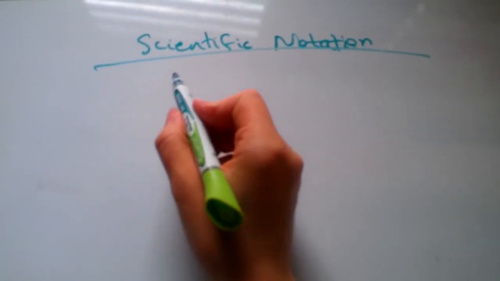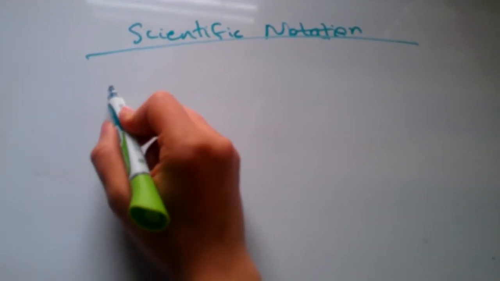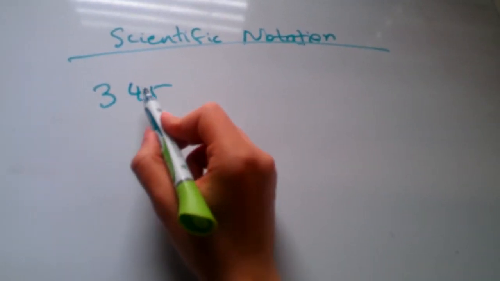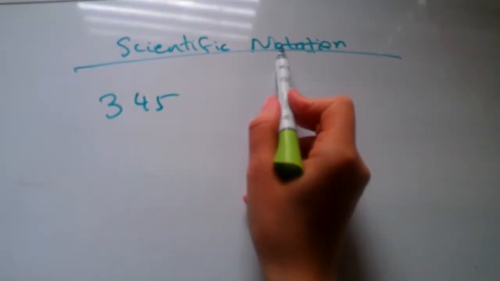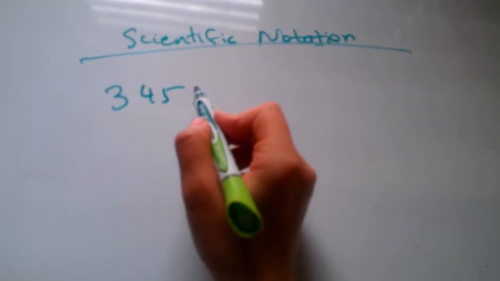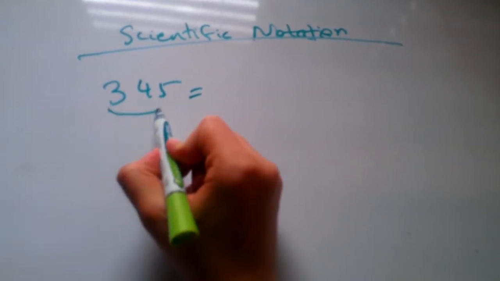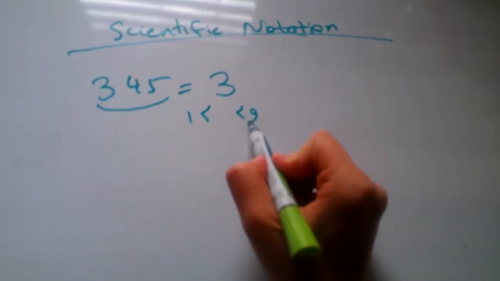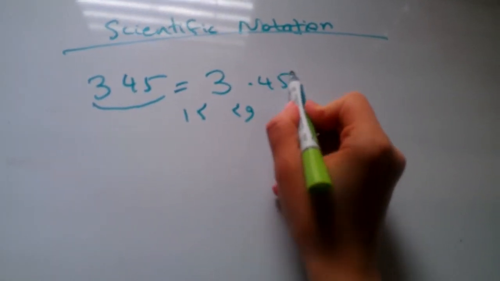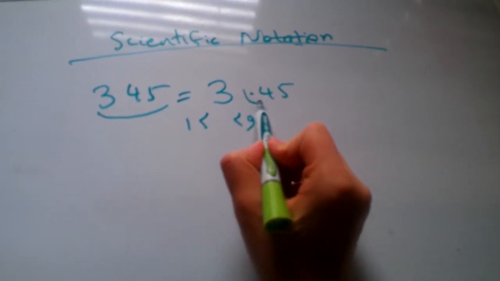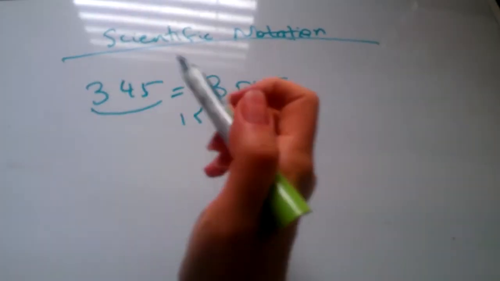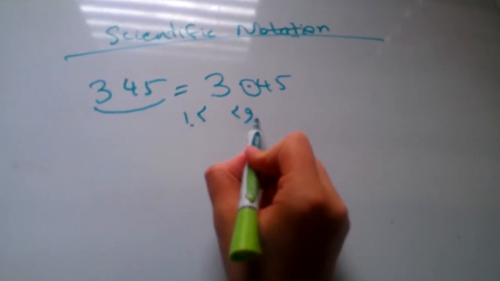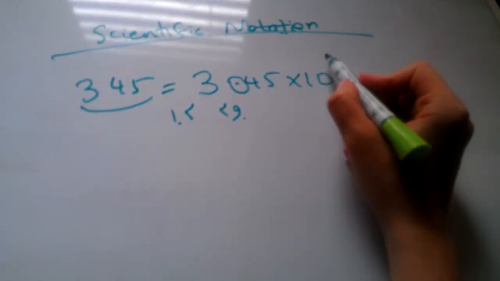Okay, so scientific notation. If you ever want to write some number, let's say a very, very small number, even like 345, in scientific notation format, what you need to do is change this number to a number whose whole number part is between 1 and 9. And depending on how many decimal places you went to the left or to the right in order to make the whole number between 1 and 9, you have to make that a power of 10.